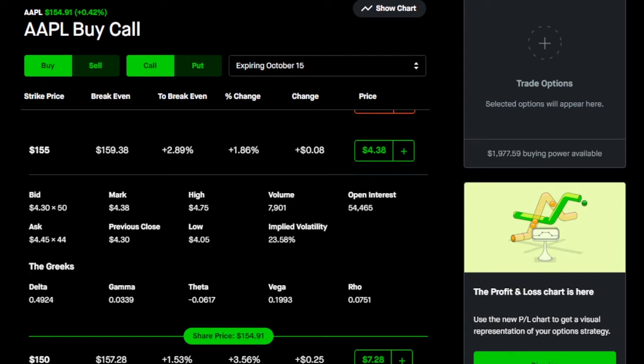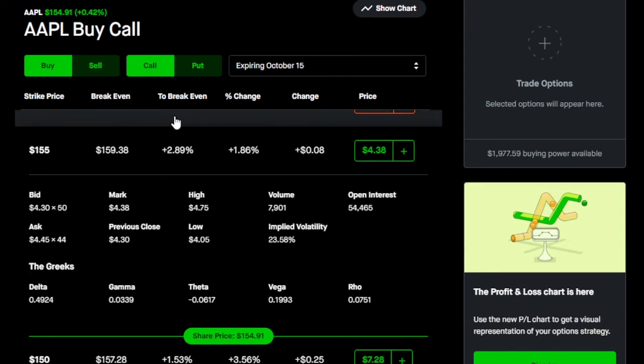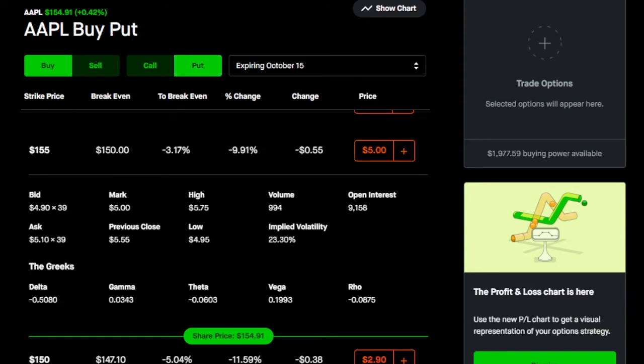The higher the delta, the more sensitive an option's price will be to a movement in the stock. The highest and lowest a delta can go is 1 and -1. Calls have deltas ranging from 0 to 1, showing the positive relationship it has with the stock price, and puts have deltas ranging from 0 to -1, showing the negative relationship it has with stock prices.